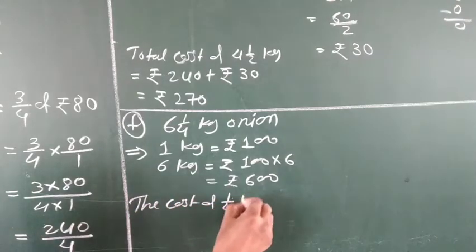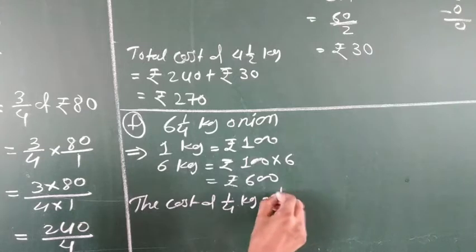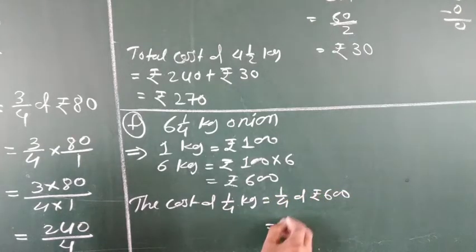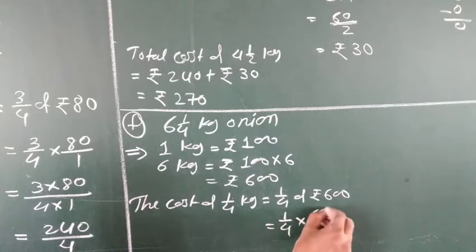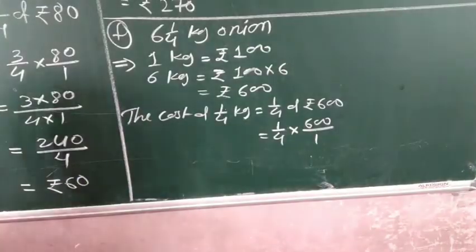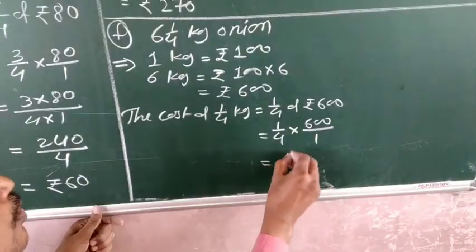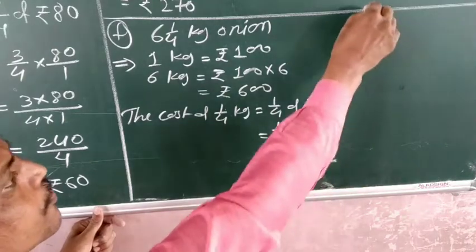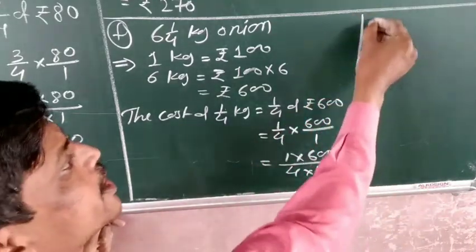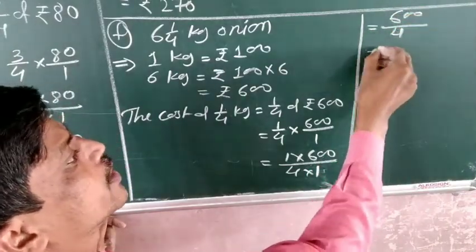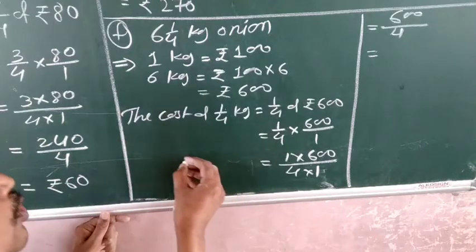Now the cost of quarter kg equal to क्या होगा? It will be quarter of 600. So 1 by 4 into 600 by 1. Now see, it is 1 into 600 and it is 4 into 1. So see, it is 600, 6 1s are 600 and it is 4. Then see, divide करेंगे आप इसको.